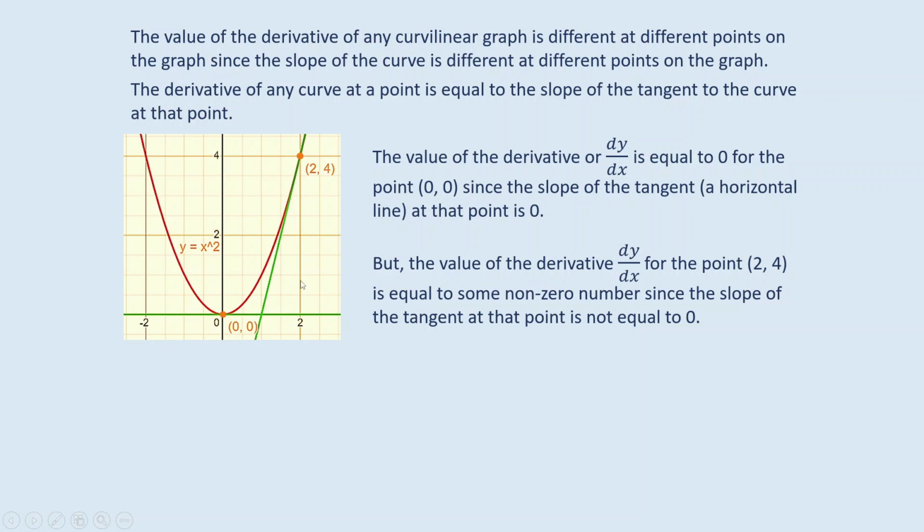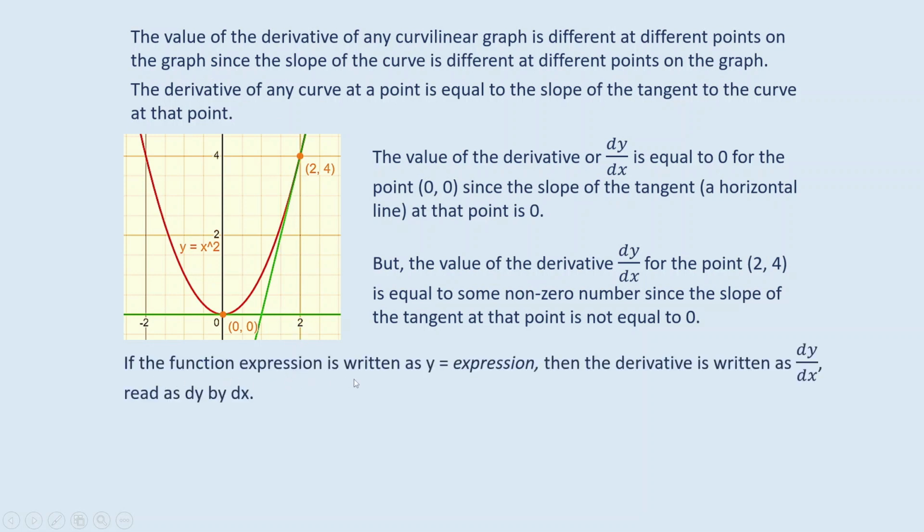It will be a non-zero number, and since it is not a vertical line, it will not be undefined as well. Therefore, we are seeing that we are having two values of the derivative at two different points of the same curve, which refers to the same function or the same equation y equals x squared. Okay, that is what is meant by it is different at different points of the graph.